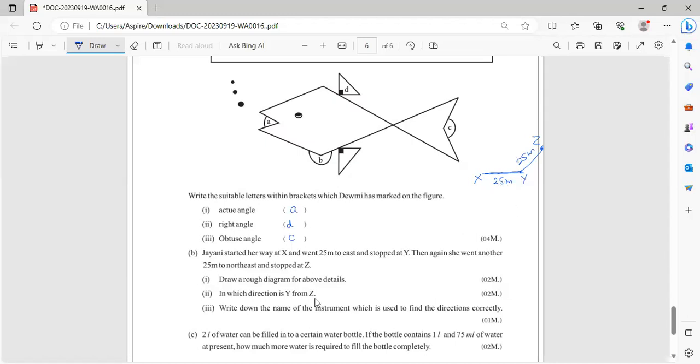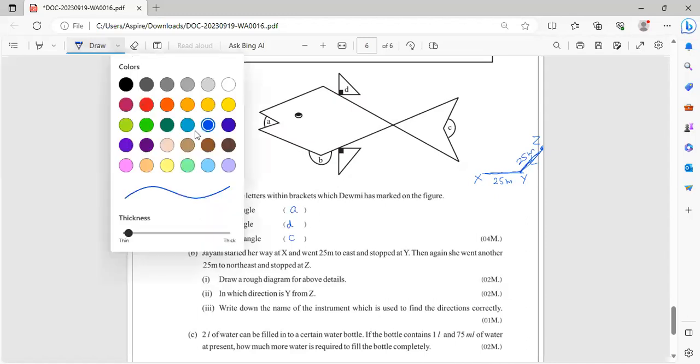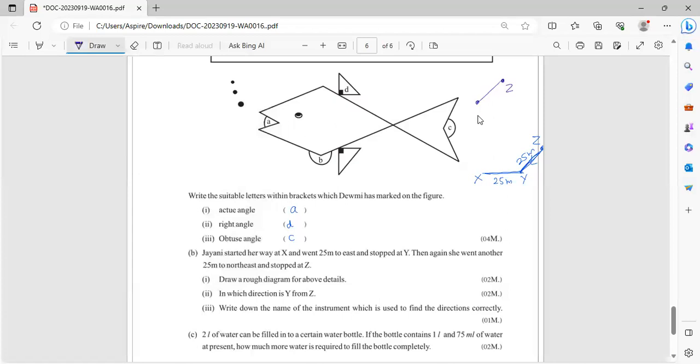Okay. In which direction is Y from Z? Y තියෙන්නේ Z වලින් මොන direction එකෙන්ද කියලා අහනවා. Z ඉන්නේ මෙතන. Y ඉන්නේ මෙතන. එතකොට මේ මොන පැත්තද? Can't you remember? Southwest. Yes, it is southwest.